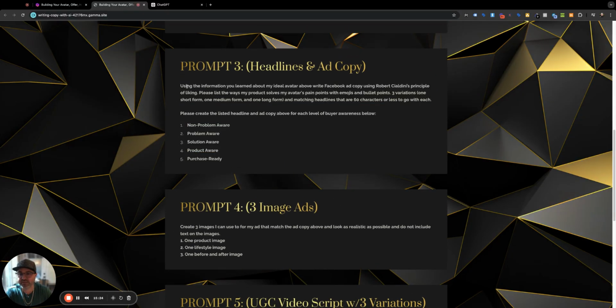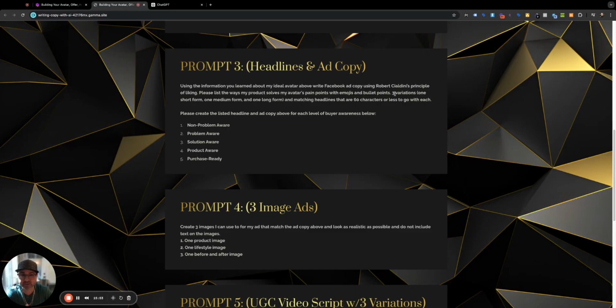And so what this says is, using the information you learned about my ideal avatar above, write Facebook ad copy using Robert Cialdini's principle of liking. And you could research that if you'd like to, but this works really well. Please list the ways my product solves my avatar's pain points with emojis and bullet points. 3 variations, 1 short form, 1 medium form, and 1 long form, and matching headlines that are 60 characters or less to go with each.